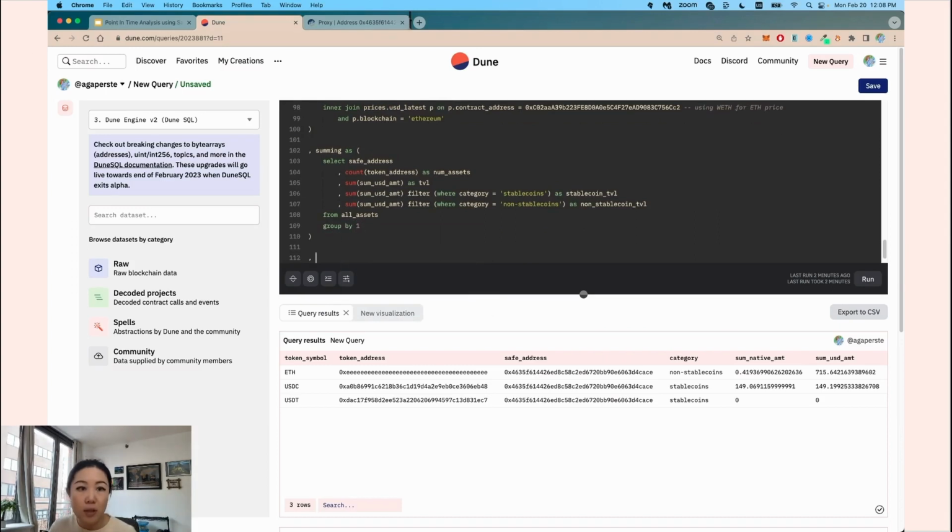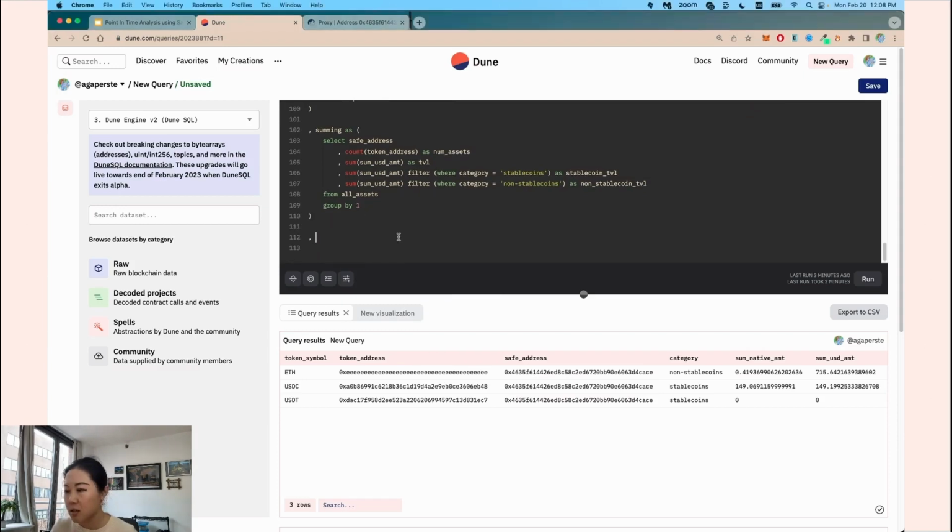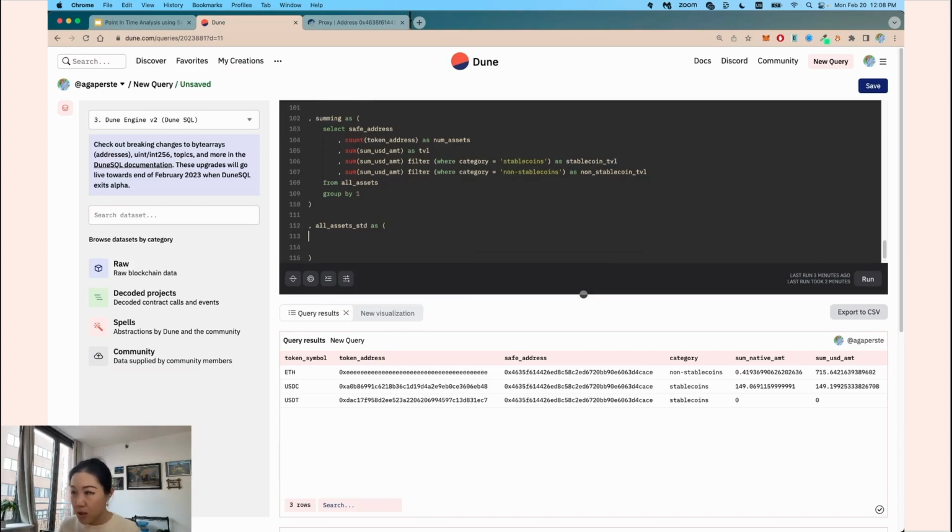Next up, we are ready to get the volatility of all the tokens that we are looking at, and we are going to grab that by looking at the prices.usd table and get the standard deviation. Here, we're going to call it all assets standard deviation as what? So again, we need to have 2 separate sections, one for the ERC20 tokens, one for ETH using wrapped ETH as a proxy, as we did for our balance.